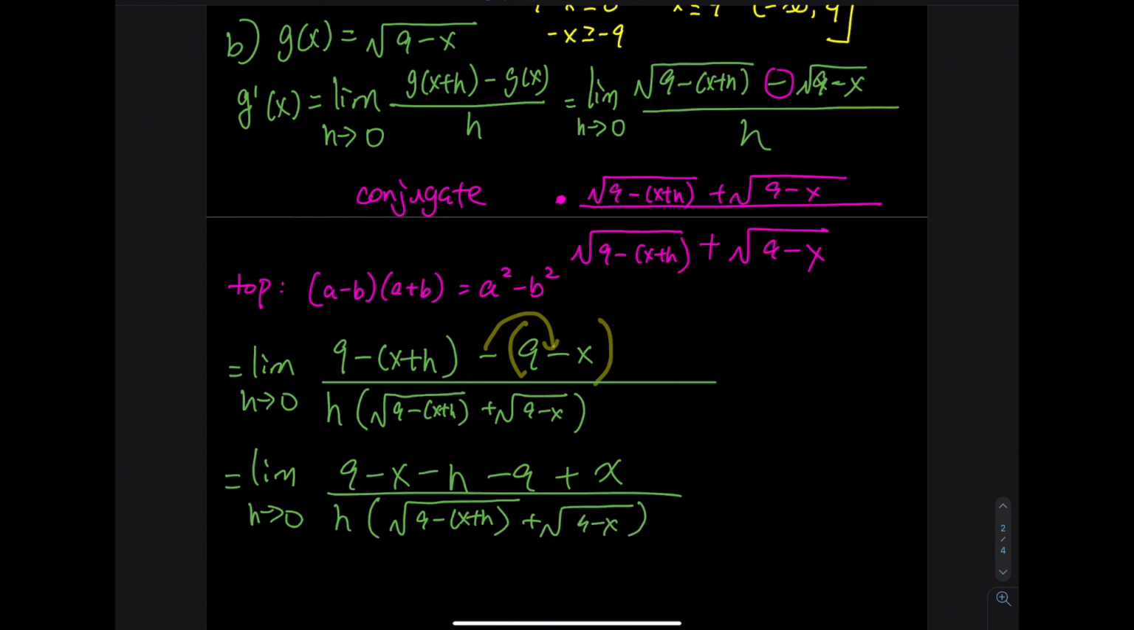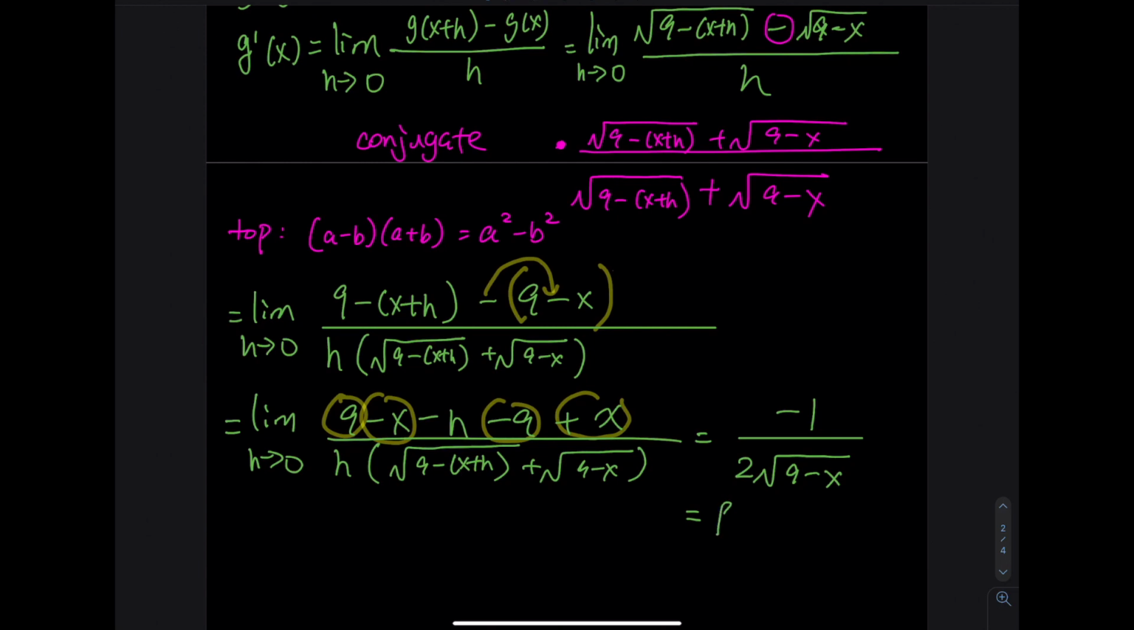Okay, cancellation. We have a 9 and a minus 9. We have an x and a plus x. And then we get rid of the h. So what do we have on top? We have a negative 1 on top, right? So plug in a 0. We have a negative 1 on top, and then the denominator, you have a 2 times the square root of 9 minus x. So what is this? This is your f prime, not f prime, g prime of x.